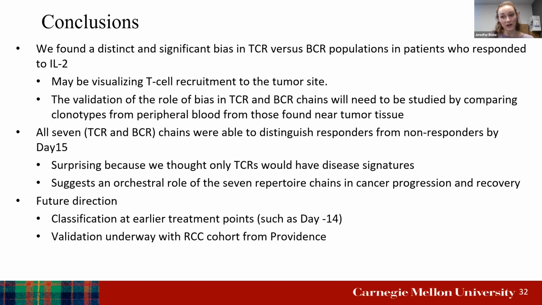One way we could study it is by comparing clonotypes from peripheral blood to those found near the tumor tissue, and there are a couple of data sets we're trying to get our hands on for that. And again, just to reiterate, all 7 TCR and BCR chains were able to distinguish responders from non-responders by day 15. This was a really incredible result. And so again, we're really excited to validate this study in a future cohort because it suggests an orchestral role of the adaptome between B cells and T cells.